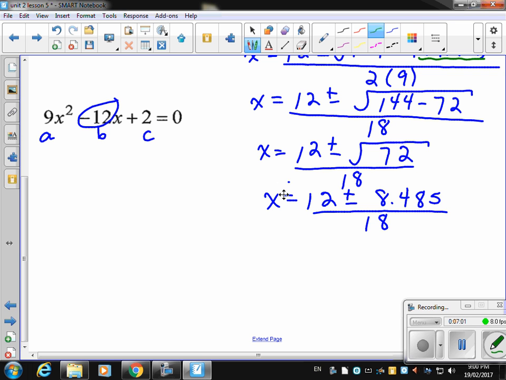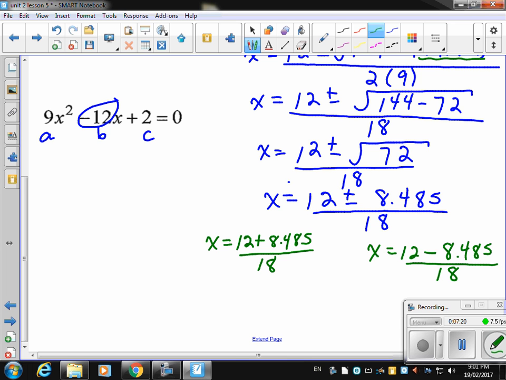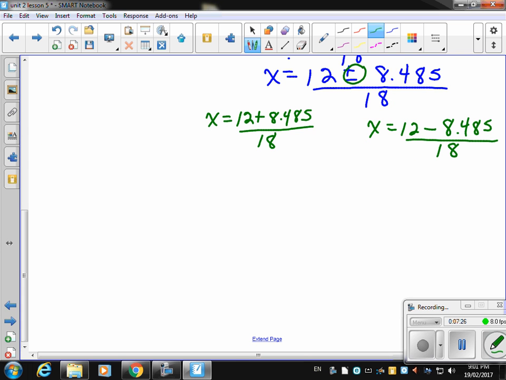The first one is x equals 12 plus 8.485 over 18. The other answer is 12 subtract 8.485. So I get my two possible roots from this. One of them's an add, one of them's a subtract, and we have to work this out with a calculator.